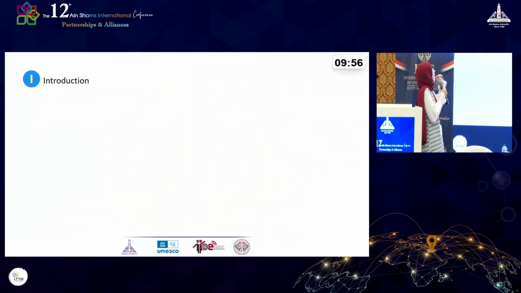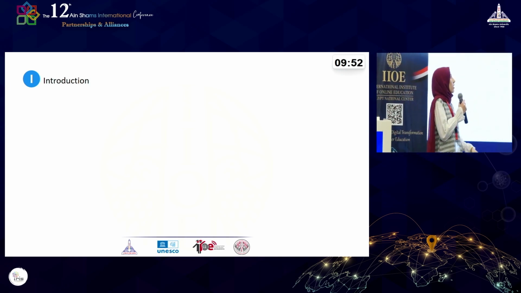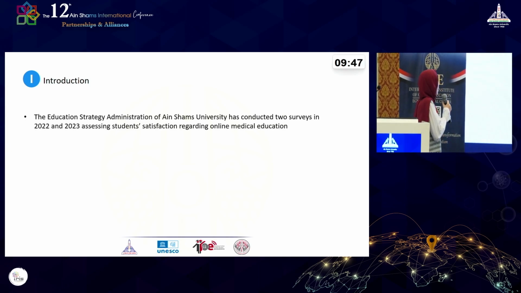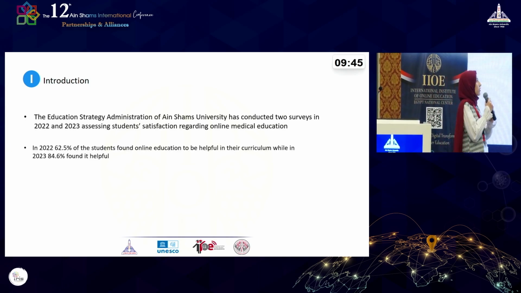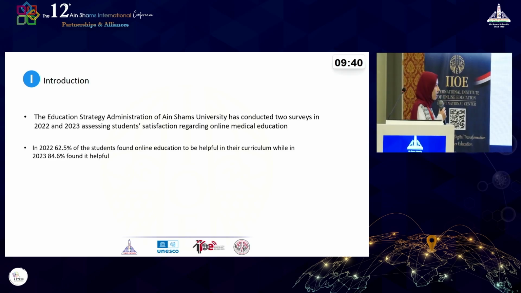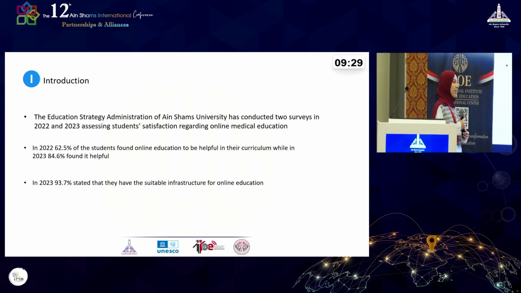In order to get an objective student point of view, 2 surveys were conducted by our Educational Strategy Administration in 2022 and 2023 that showed an increase in student satisfaction from 62% to 84% respectively. Another 2 parameters that will be used in an upcoming slide: 93% of the students have the suitable infrastructure for accessing online education platforms, and the majority of students preferred flipped classrooms.